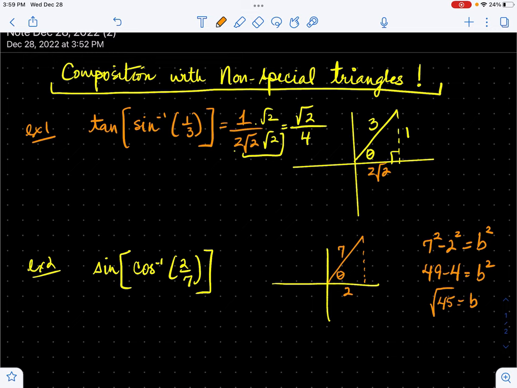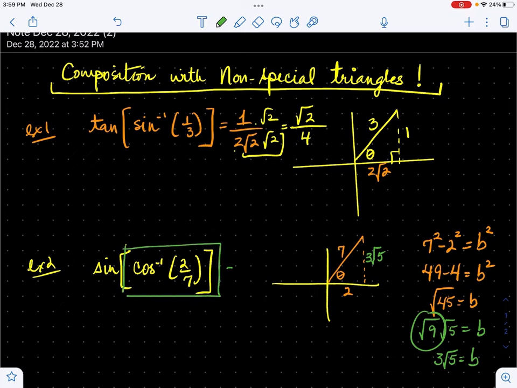I feel tempted to not leave it like that, just because I know it can be simplified. Root 45 is root 9 times root 5, and root 9 is 3. So the simplified version of that radical is 3 root 5. All I have to do is find sine of all of this setup.